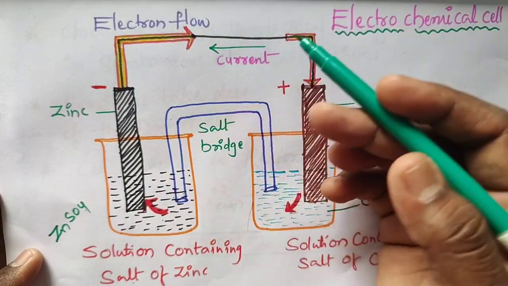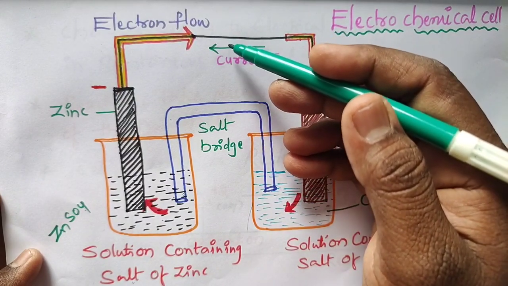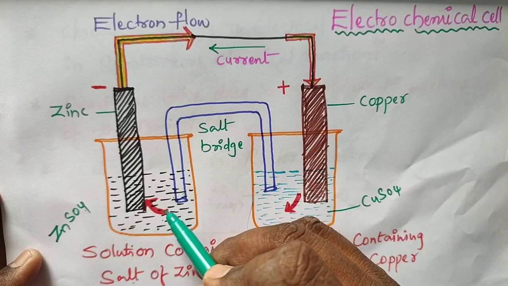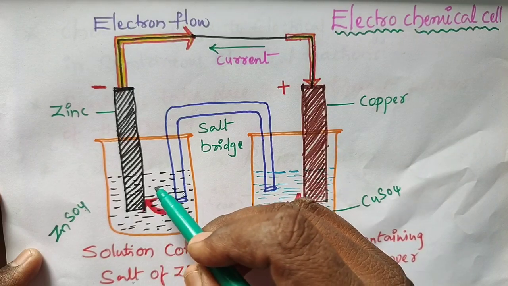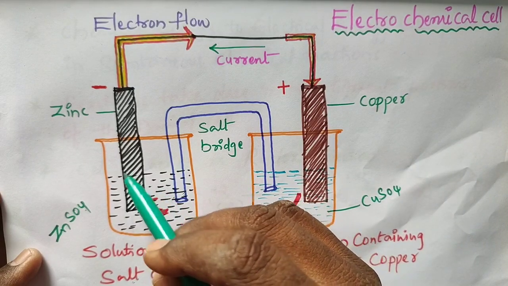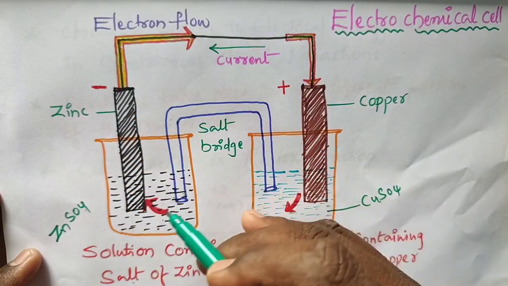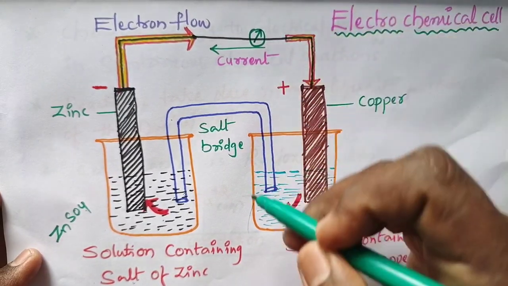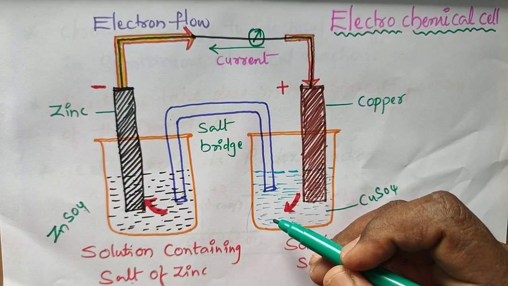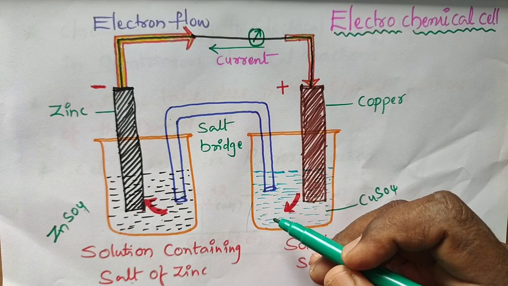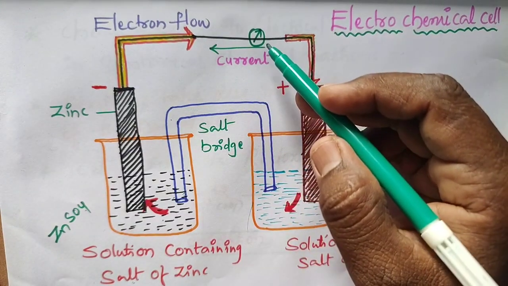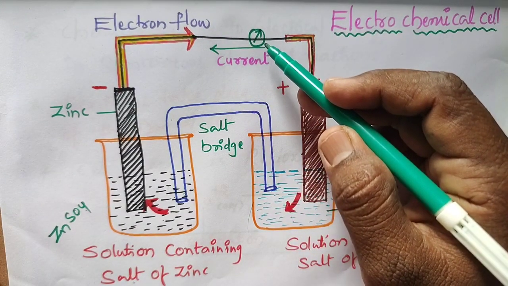In this there is no application of external electrical energy. Spontaneous chemical reactions take place, so the chemical energy is converted to electrical energy in this cell. That is observed by using a voltmeter or ammeter. You take the ammeter or voltmeter in this position. How many electrons flow, that means how much current or electricity is produced, is found out by using a voltmeter or ammeter.